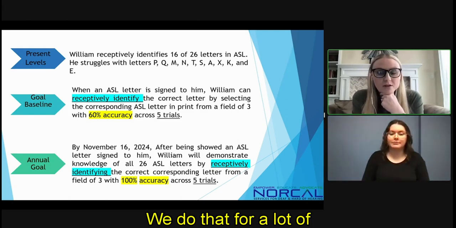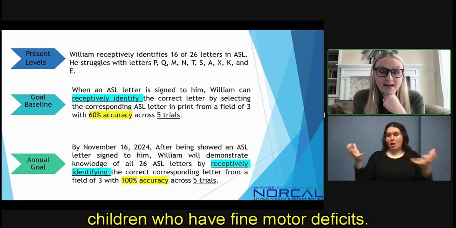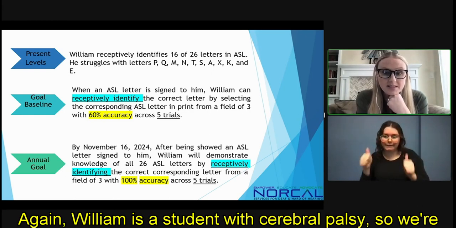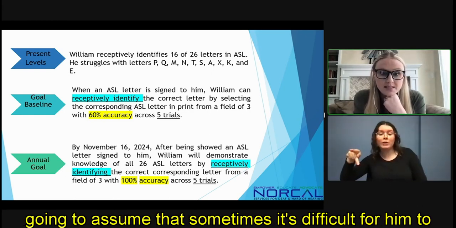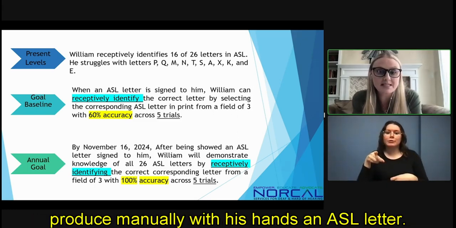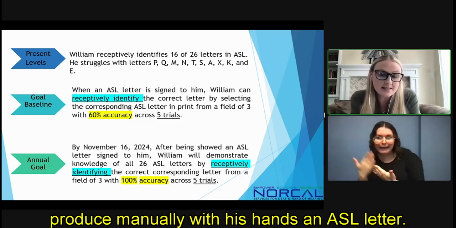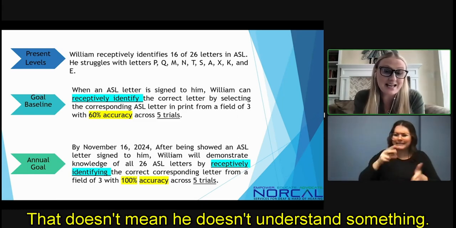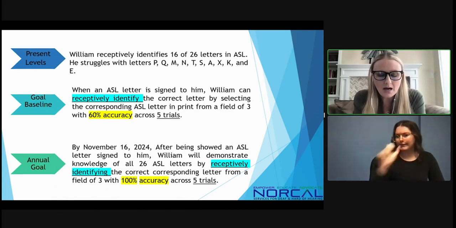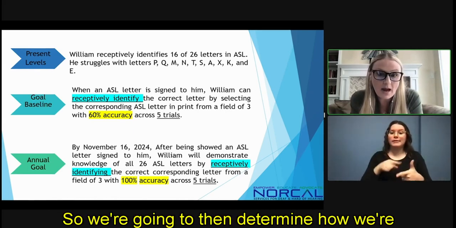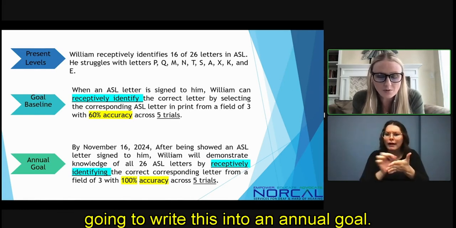We do that for a lot of children who have fine motor deficits. Again, William is a student with cerebral palsy. So we're going to assume that sometimes it's difficult for him to produce manually with his hands an ASL letter, but we're not going to assume that that doesn't mean he doesn't understand something. So we're going to then determine how we're going to write this into an annual goal.